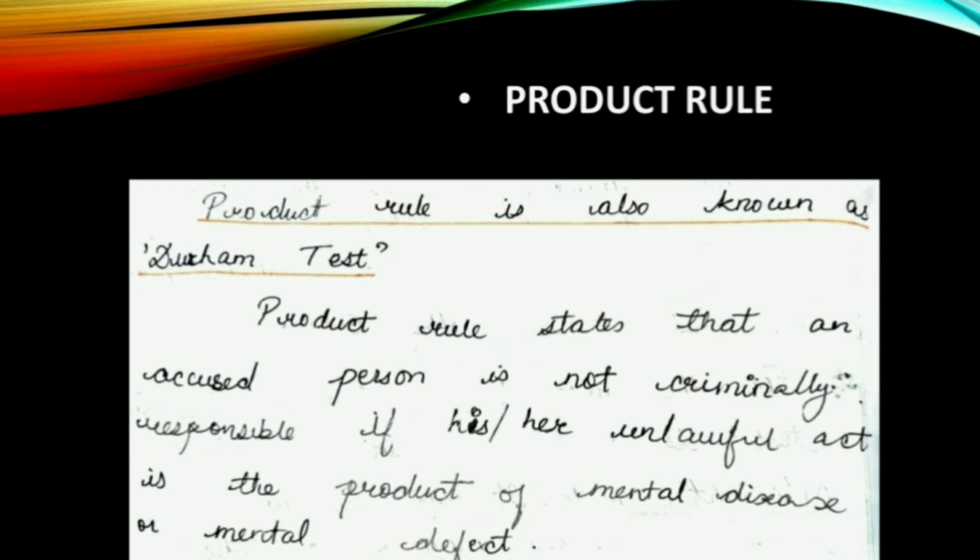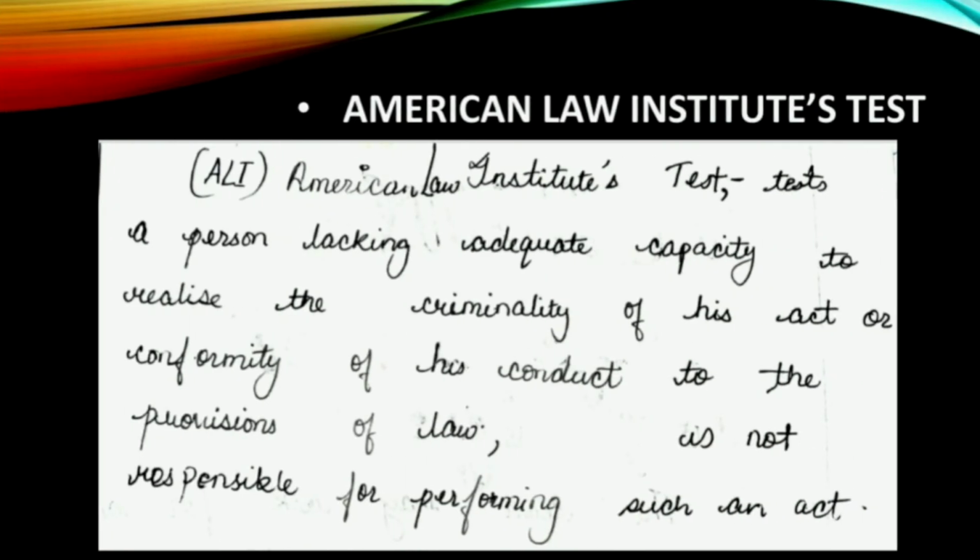Next is the ALI test, or American Law Institute's test. ALI, American Law Institute, tests that a person lacking adequate capacity to realize the criminality of his act or to conform his conduct to the provisions of law is not responsible for performing such an act.